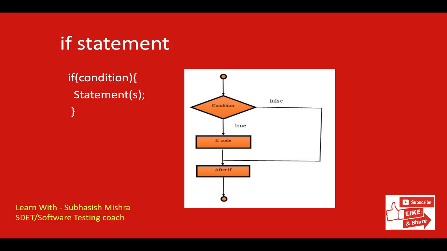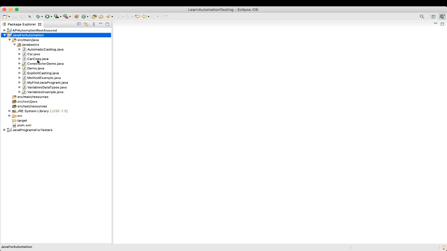You can see the same thing here, right? If the condition is true, whatever is written inside this code will get executed. If the condition is false, we'll completely ignore this and we'll directly jump to this place. Okay, so let's see how we can do this through a program. Let's go to our Eclipse.